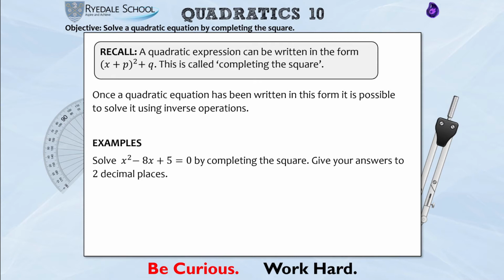Now, the first thing that I just want to remind you is a quadratic expression can be written in the form (x + p)² + q. This is called completing the square. And once you've done this, this is yet another way that you can solve a quadratic equation. Quite often in an exam, you might be able to use the formula, you might be able to factorize, you might be able to complete the square.